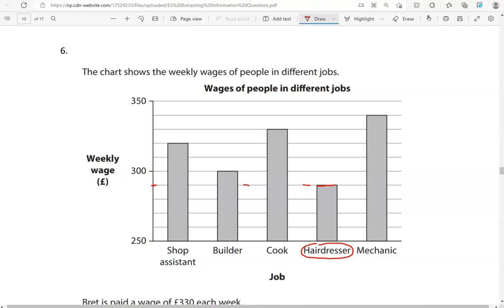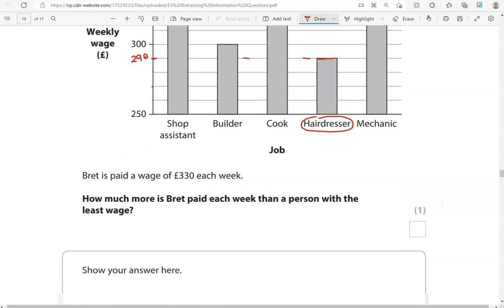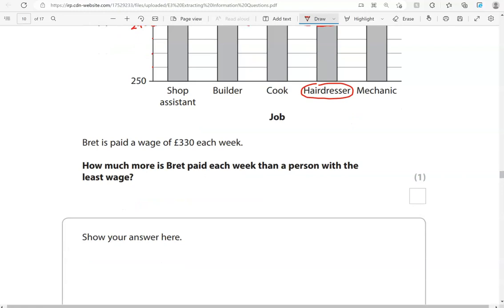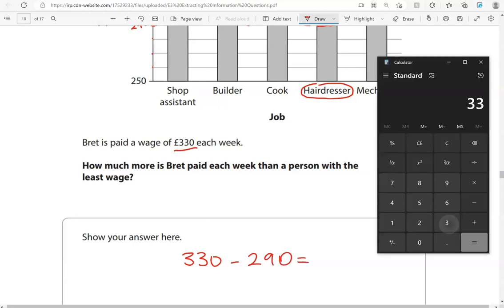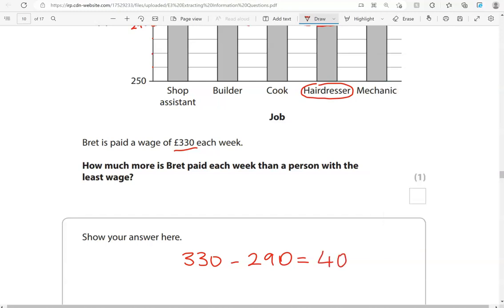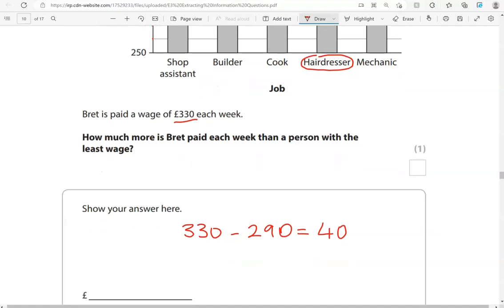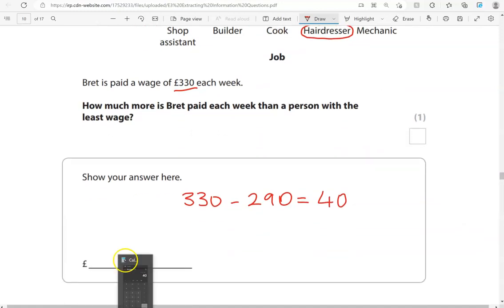So let's have a look. 250, 260, 70, 80, 90, 300. So this is £290. So we'll do 330, take away 290, which is 40. So Brett is paid £40 more than a hairdresser.